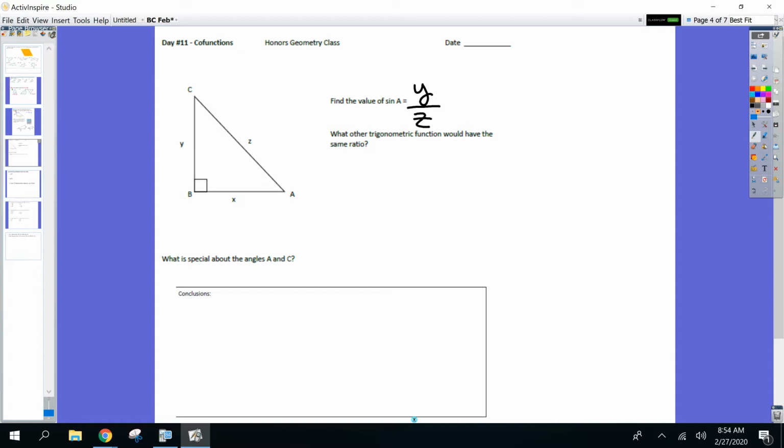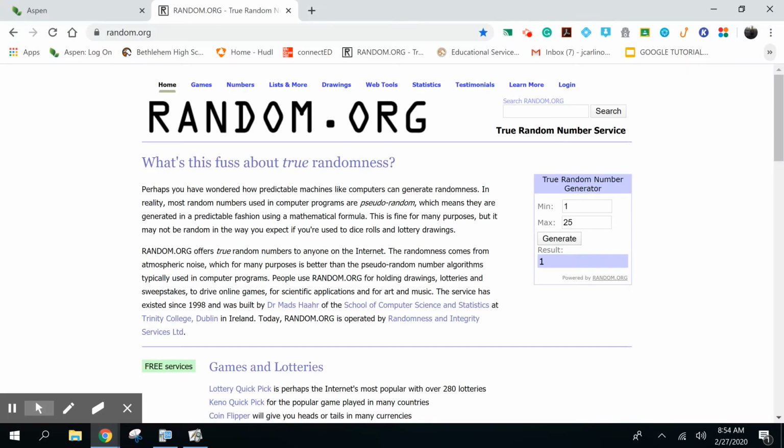Maybe a different angle you want to use. It's up to you. But find me another one that you could say is also equal to y over z. Find another one. Sine, cosine, tangent, different angle. Find another one that also comes out to be y over z. All right, what else comes out to be y over z?